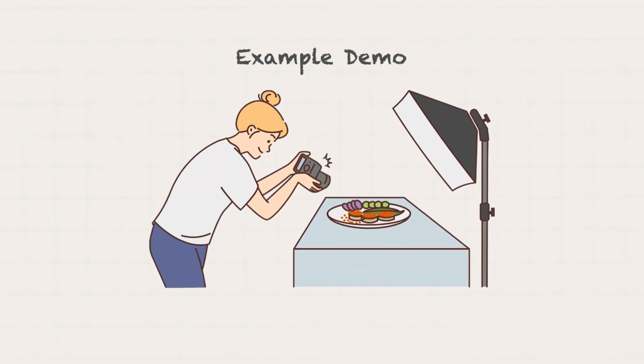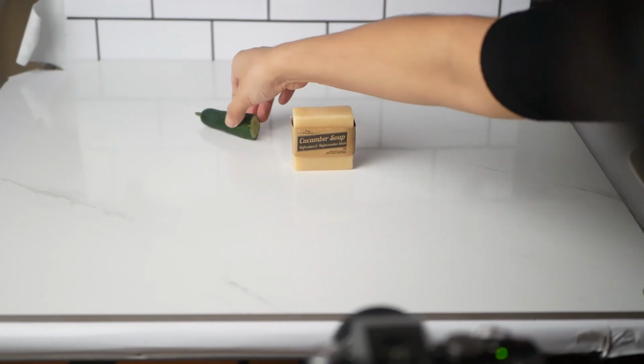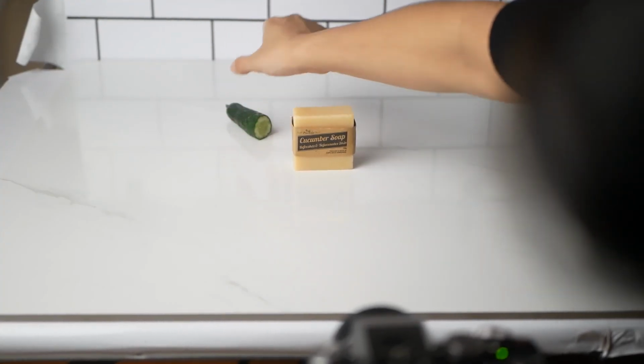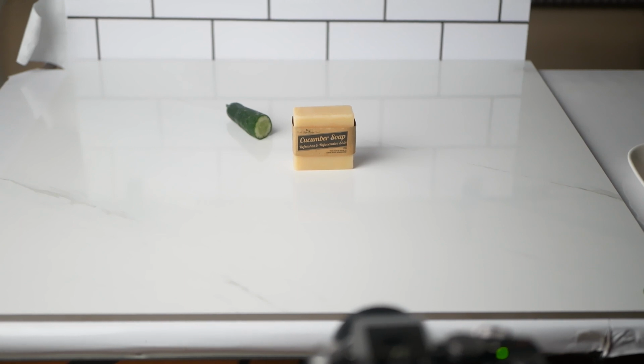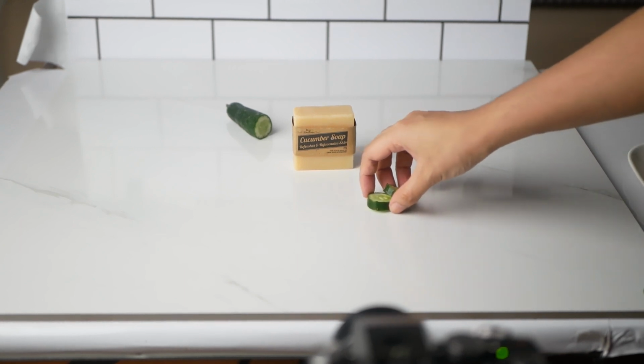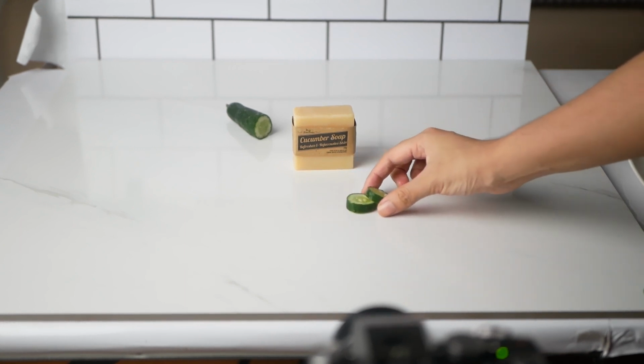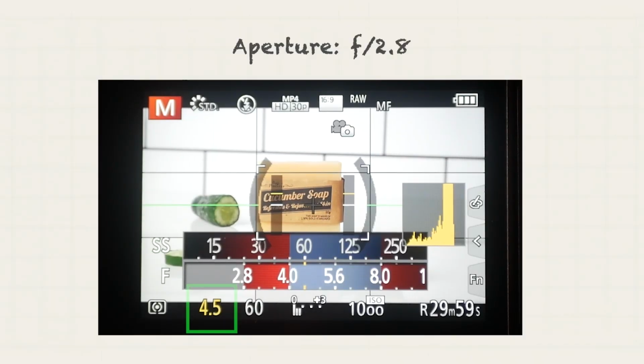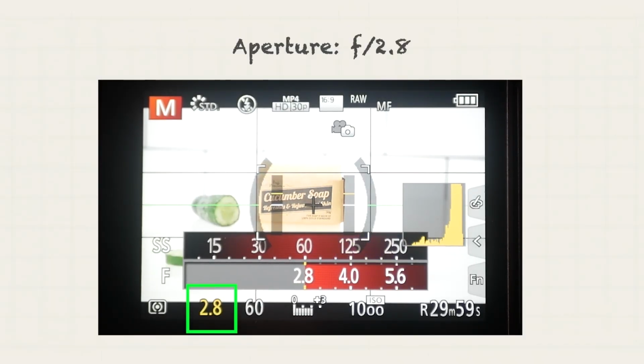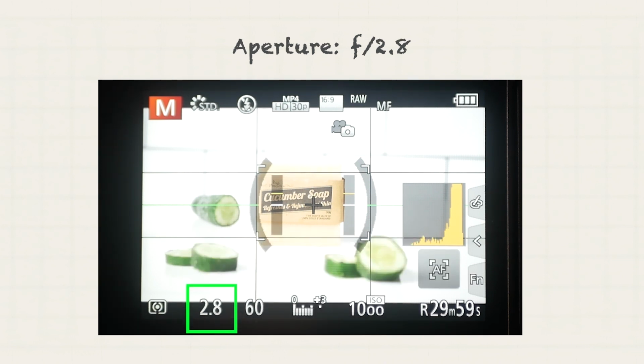To show an example, I will be photographing this organic soap with the main ingredient as props. I want to give my viewers an idea that cucumber is the main ingredient, so I will be putting it in the front and back. To make sure that the soap is the hero in this photo, I will be setting my aperture to the lowest number, which is 2.8 for this lens.